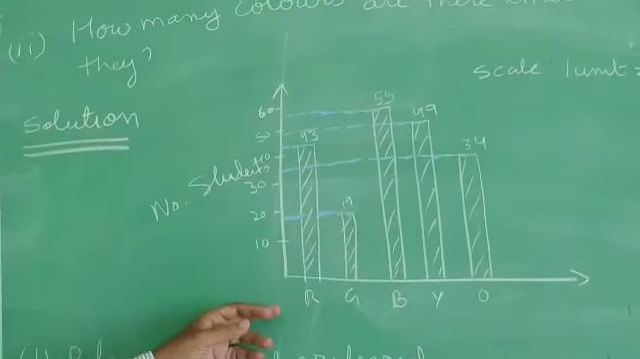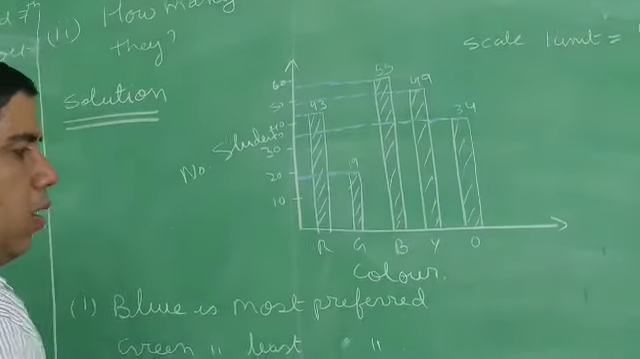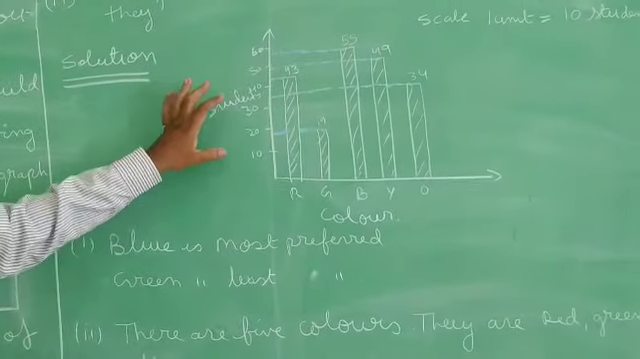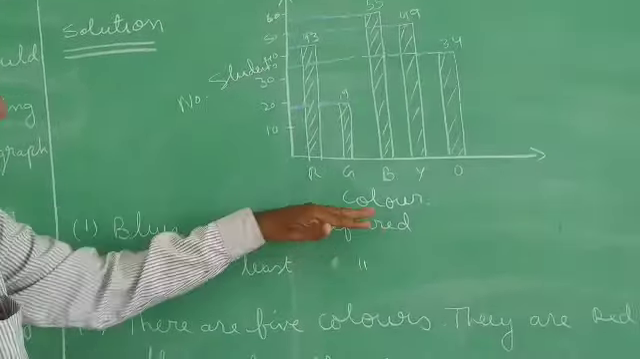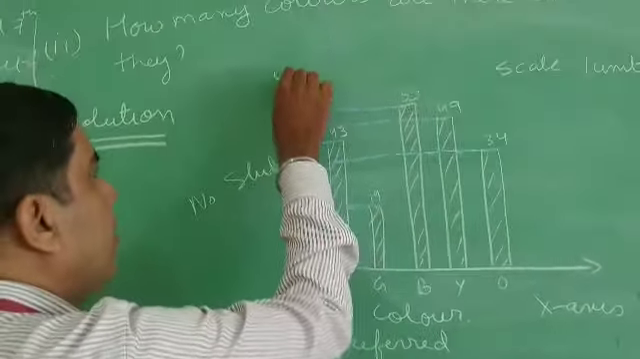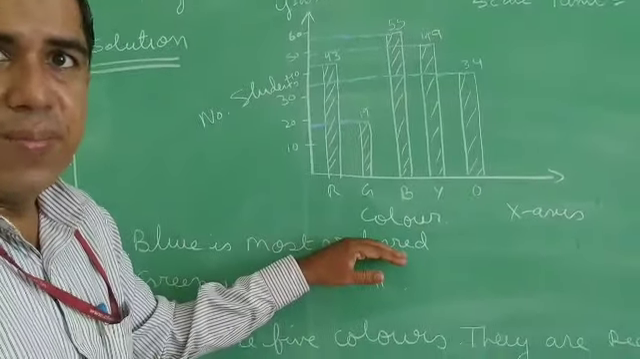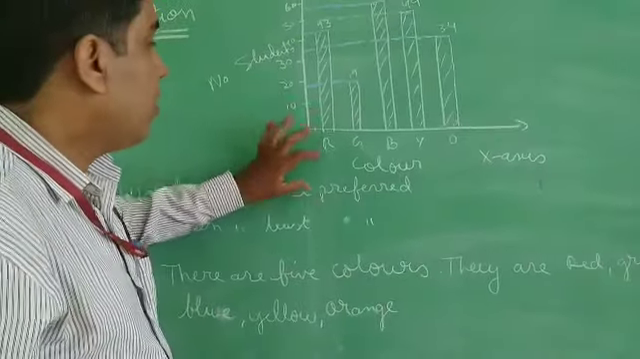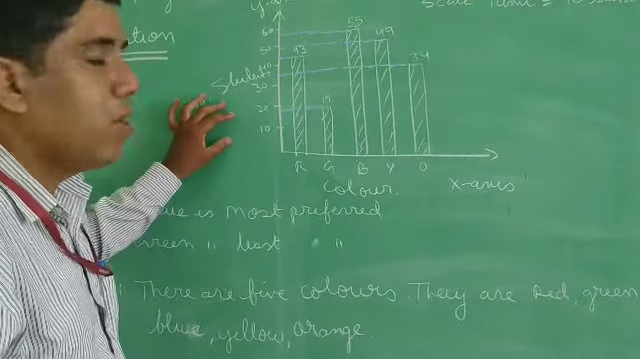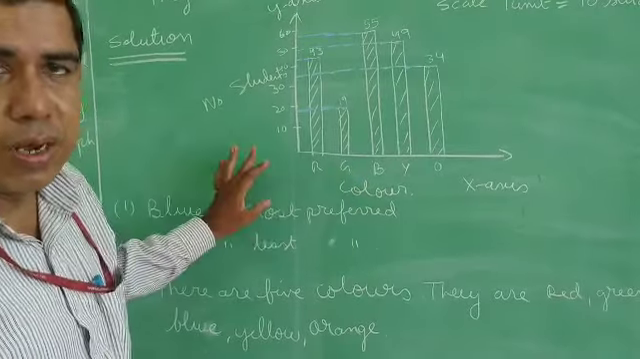Here it is the number of students, and here it is color. Now you can see here, this is our x-axis, and this is the y-axis. On the x-axis I have taken color because color is independent, and the number of students depends on color, so I have taken that on the y-axis. So first, this should be clear, and only then can you draw the graph.